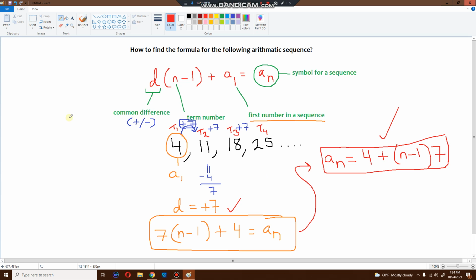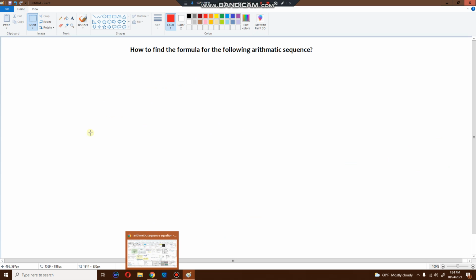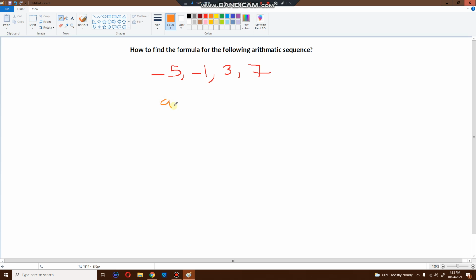Alright, let me show you another example. Let's try another one. I'm going to remove all this, and I'm going to give you another sequence. Let's try minus 5, minus 1, 3, and 7, okay? Same thing. I would like to find the formula of this arithmetic sequence, and I'll do it the standard way this time, just to show you both ways. So the standard formula is a sub n is equal to a sub 1 plus n minus 1 multiplied by d.